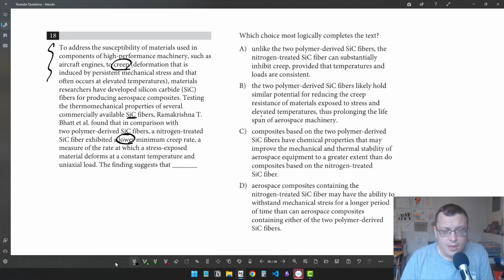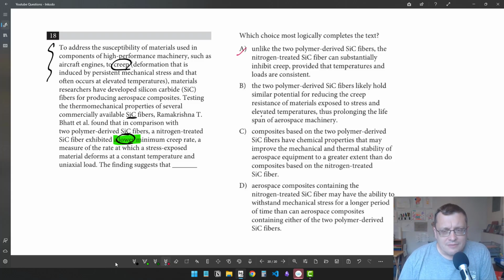Let's look at A. Unlike the two polymer-derived SiC fibers, the nitrogen-treated SiC fiber can substantially inhibit creep, provided that temperatures and loads are consistent. We have to be careful here. They said that the nitrogen provides or exhibits a lower minimum creep rate. This does not mean that the other two fibers don't work, right? That they don't substantially inhibit creep. It just is, I think, the nitrogen's better. But just because the nitrogen's better doesn't mean the others aren't good on some level. So I think A goes too far with the comparison. Yes, we want the nitrogen to be better, but it doesn't mean the others are bad.